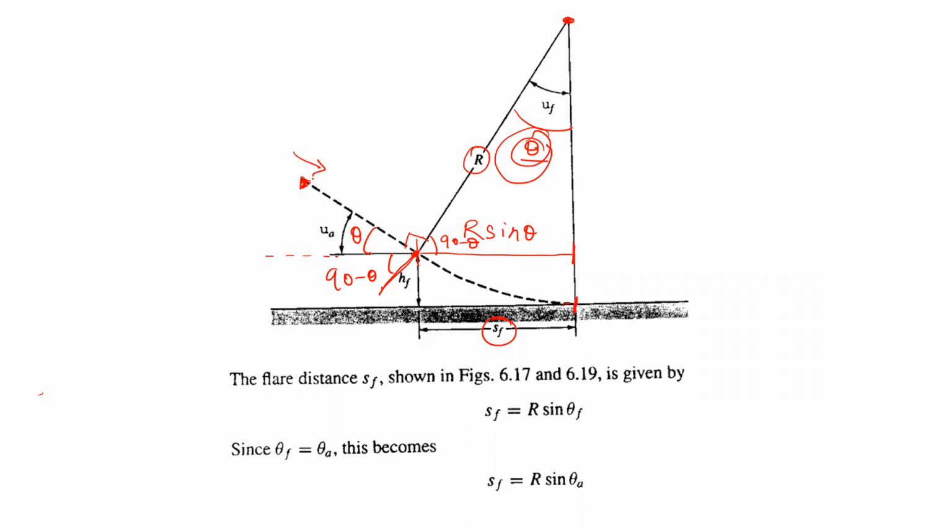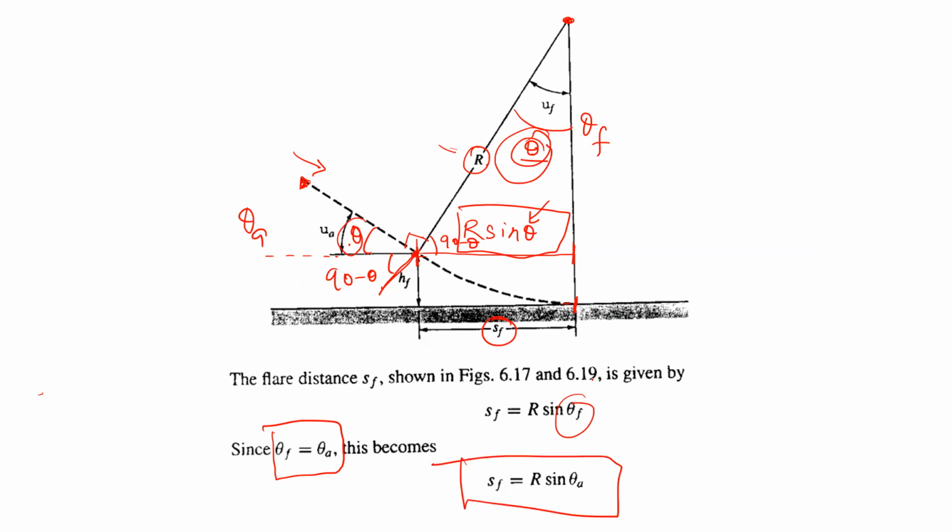If the aircraft is going like this, then you are on a tangent, on a straight line trajectory, and then when you flare, you go on a circle of radius r. So if the maneuver is ideal, this angle theta and this angle theta are equal, and you can compute flare distance as r sine theta. Fortunately, this theta equals the approach angle, which we know already. So we can replace theta f with theta a, and therefore we know SF is r sine theta a.